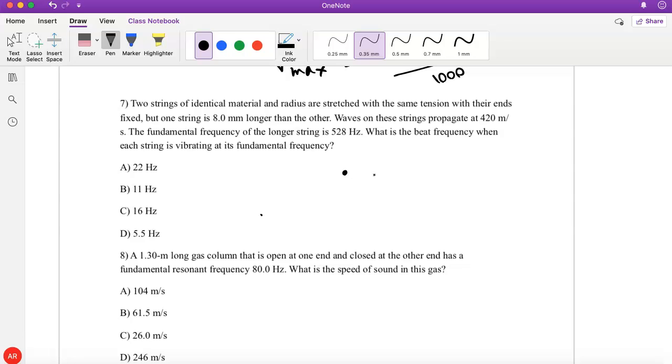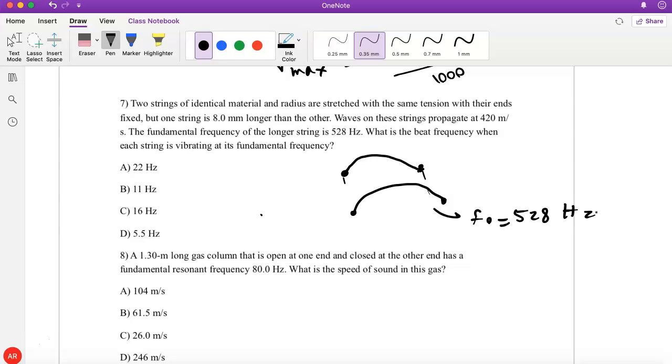And they're fixed at both ends. So when we're thinking about the fundamental frequencies, it's the longest possible wavelength, shortest possible frequency, so that we have nodes at the ends, right? That's what it looks like. We have a string that's slightly shorter, and we have one that's slightly longer. And we know the frequency of the longer one, so this one has f naught equal to 528 hertz.